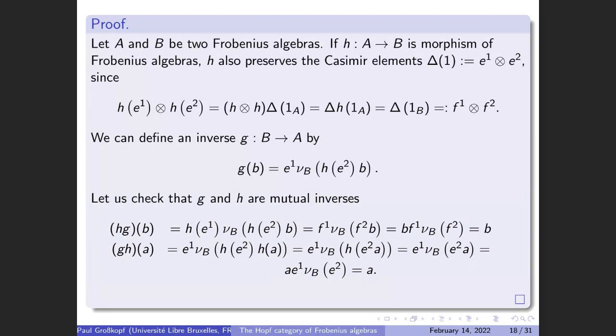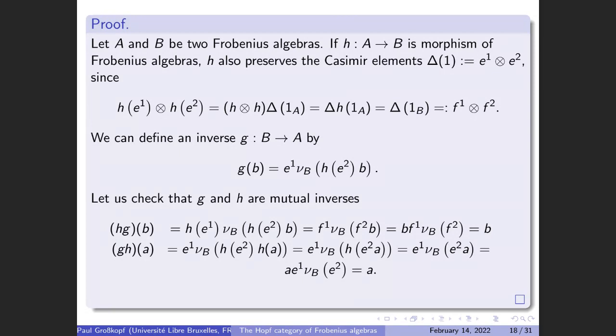So in that case, this is the formula for how I do it. You just apply the h to the second part of the Casimir element, multiply by b, then use my co-unit to get a number and multiply it with the first component of my Casimir element. And that works out. And here are the calculations that you can check. By applying first g and then h, or first h and then g, we make sure that we still have an identity, right? Just using the properties of the Frobenius algebra.